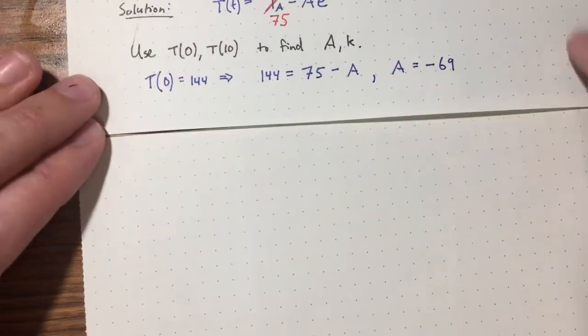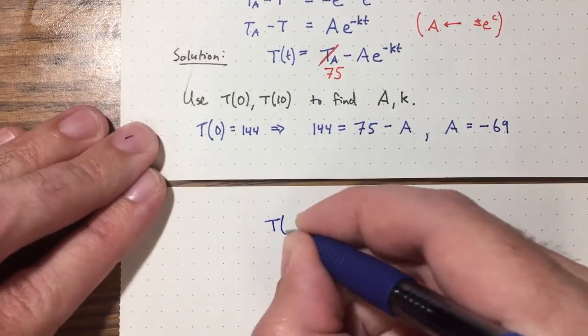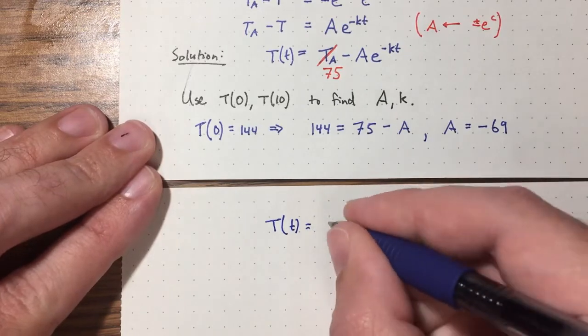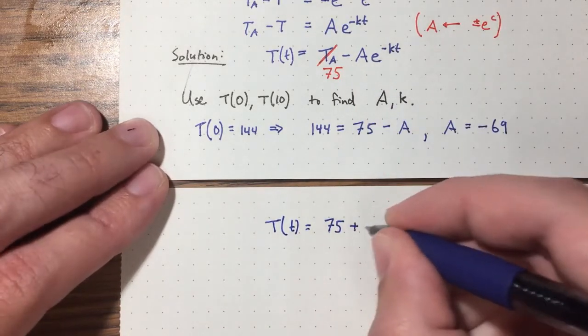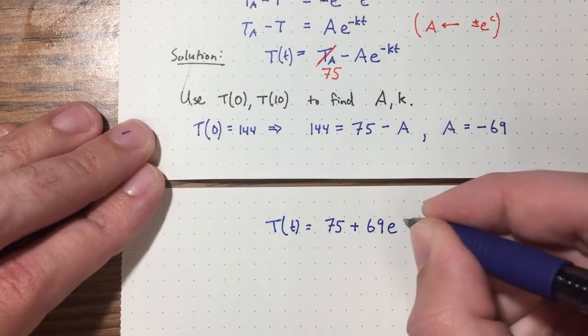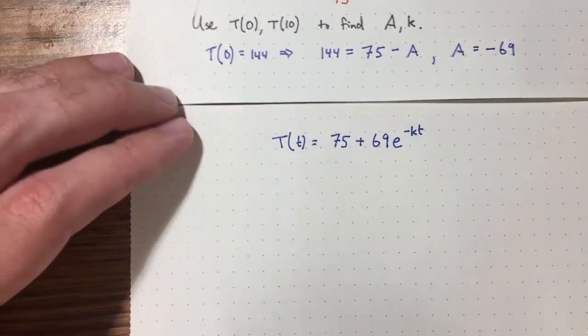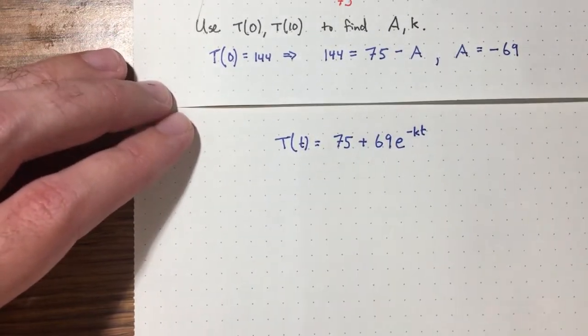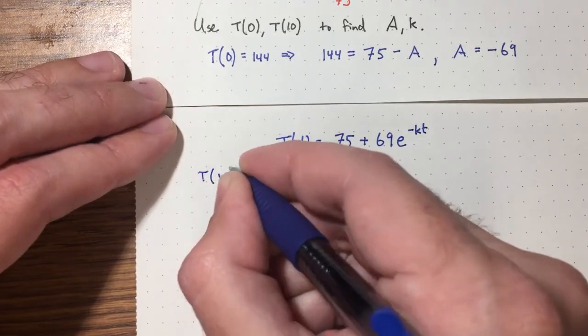And let's update our solution here. So we now have capital T of t is 75 plus 69 times e to the negative kt. Okay, that's great. We still have to figure out what k is though, but we also have this piece of information.